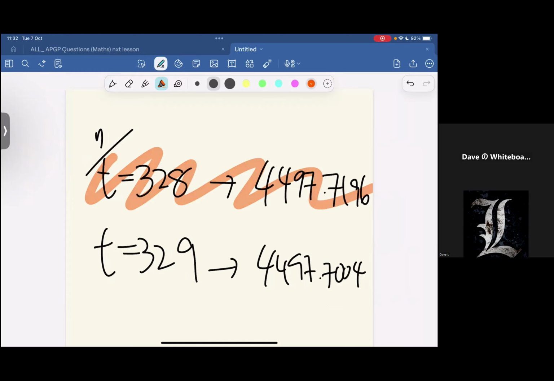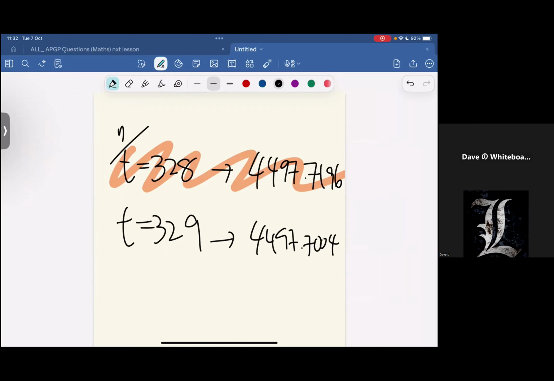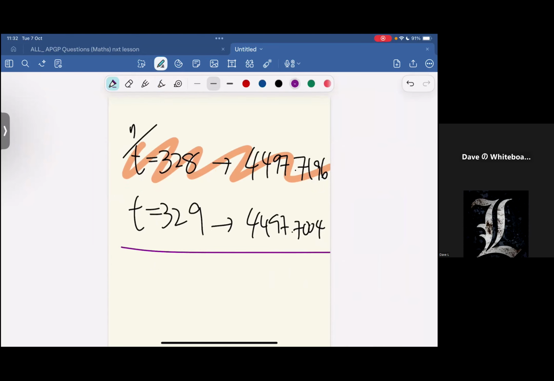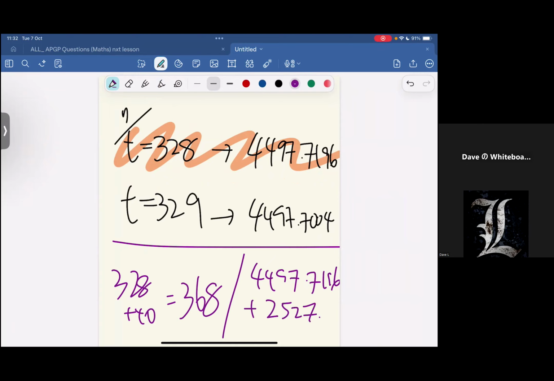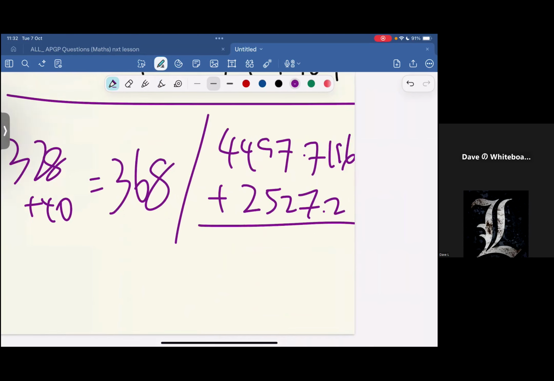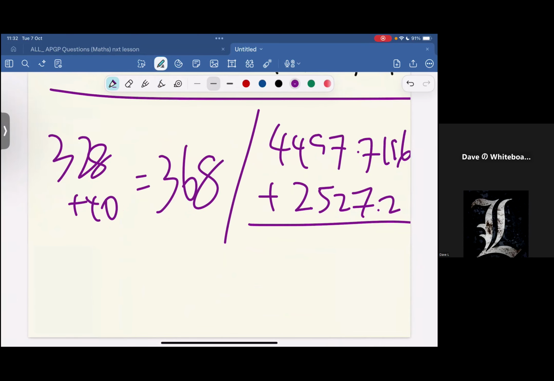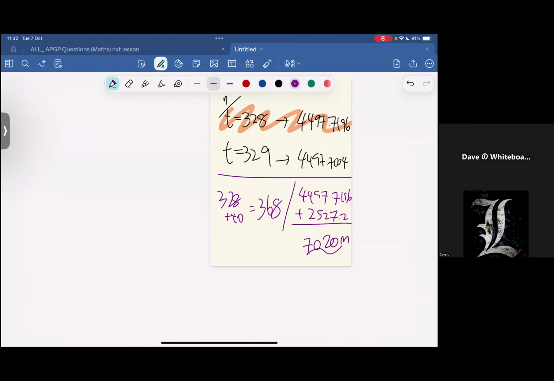And what would be the time? The time for her to reach the maximum distance away from the shore is 328 plus the first 40 minutes, which is 368 minutes. The total distance for that is 4497.7196 plus the first 2527.2, because that is the original first 40 minutes distance. So the furthest she can go away from the shore is 7,020 meters, which means 7.02 km away from the shore.